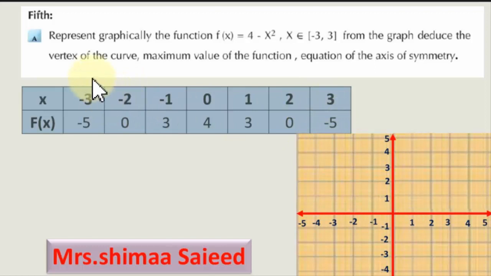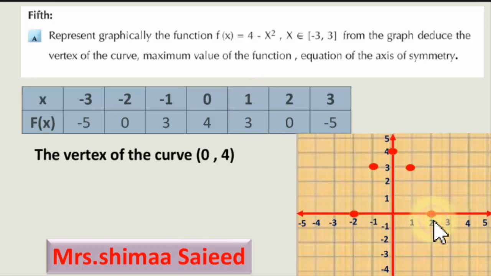Represent these ordered pairs. The first ordered pair -3 and -5. The second ordered pair -2 and 0. The third ordered pair -1 and 3. The fourth ordered pair 0 and 4. After that, represent the ordered pair 1 and 3, and the ordered pair 2 and 0, and the ordered pair 3 and -5. Then draw the curve.